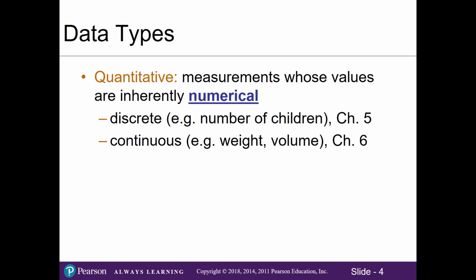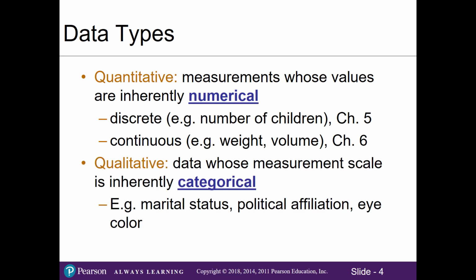Quantitative data is inherently numerical, so we're dealing with numbers. And in chapters 5 and 6, we'll talk about discrete numbers and continuous numbers. The other data type is qualitative, so these are categorical. Examples would be marital status, like married, single, or divorced.